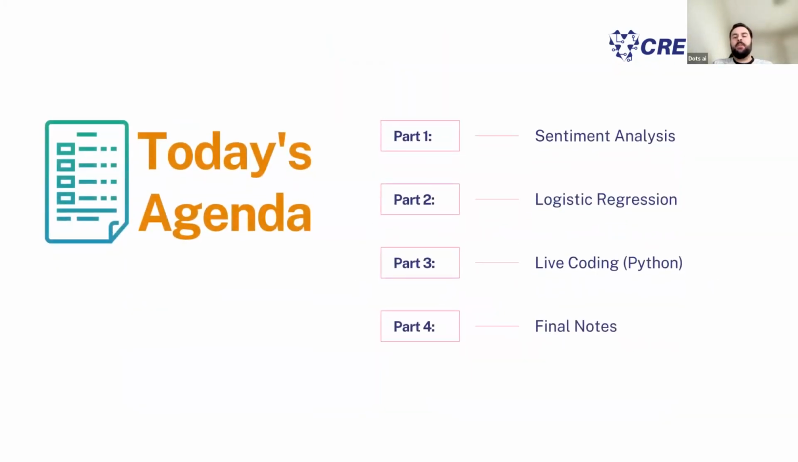So today's agenda: we're going to talk about sentiment analysis, what sentiment analysis is, and how we convert a text, that's a sentence, to a table with numbers that you can work with. Then we're going to give an introduction to logistic regression, how to compute everything using a gradient descent solution. And then we're going for live coding. You're going to have an empty code, and then we're going to be doing it live. And then some final notes.